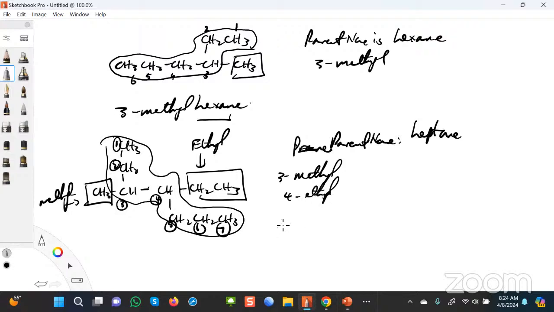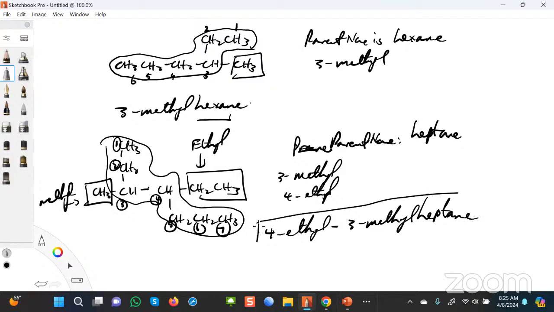So when we put this together, this is going to be very important because in this case, we have 2 different substituents or 2 different branches. And this is the name of this compound when we put this together. 4-ethyl-3-methyl, and then heptane would be the final part of naming this compound. So this would be the full name of this compound.